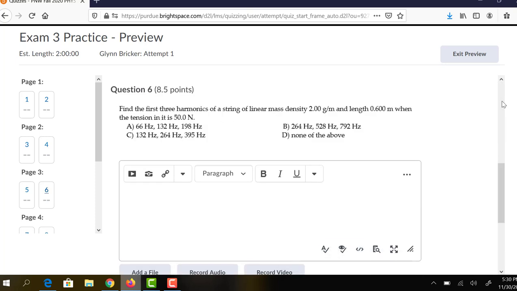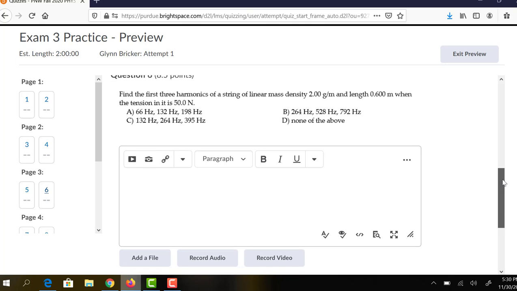Okay, so if you have the Practice Exam 3 I've given you, this is actually the first one on Practice Exam 3. Brightspace just randomizes the order of the questions, so although it says question 6 here, this is actually the first one that you'll be working on if you're going over the practice test. Find the first 3 harmonics of a string of linear mass density 2 grams per meter and length 0.6 meters when the tension is 50 newtons. And then here are the answers. So whatever the answer turns out to be, you'll have to type it here, but then show some work.